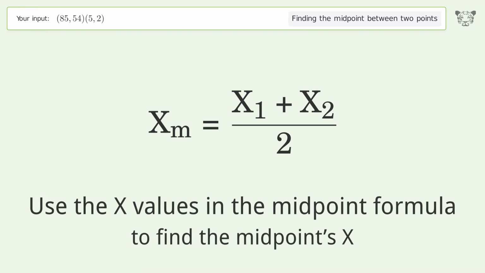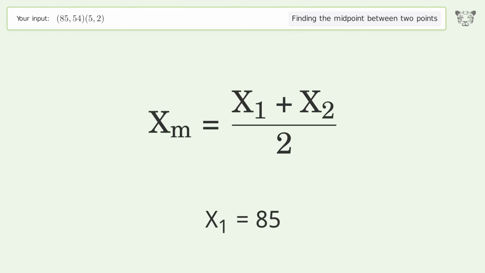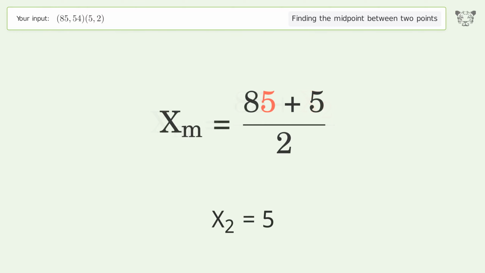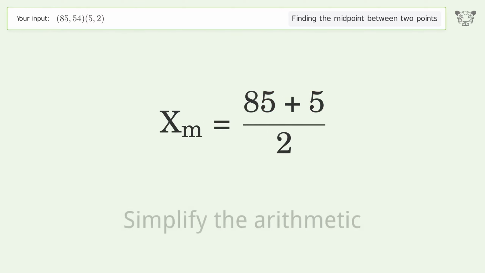Use the x values in the midpoint formula to find the midpoint's x. x1 equals 85. x2 equals 5. Simplify the arithmetic.